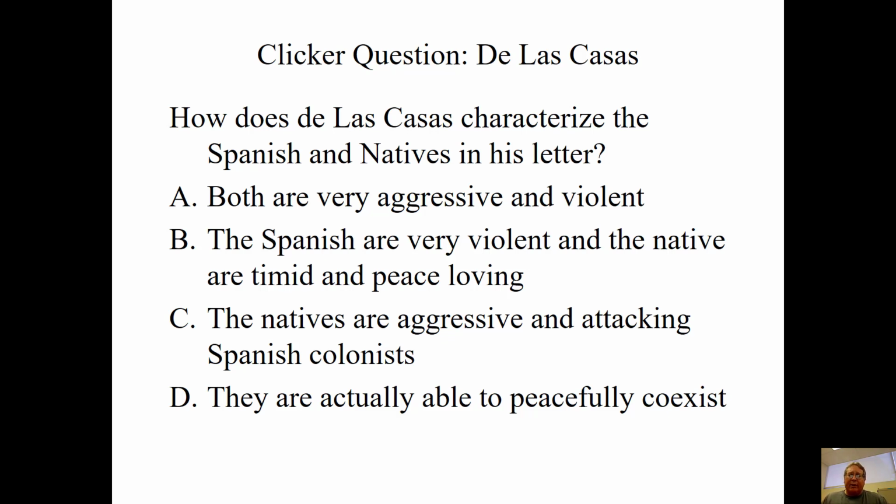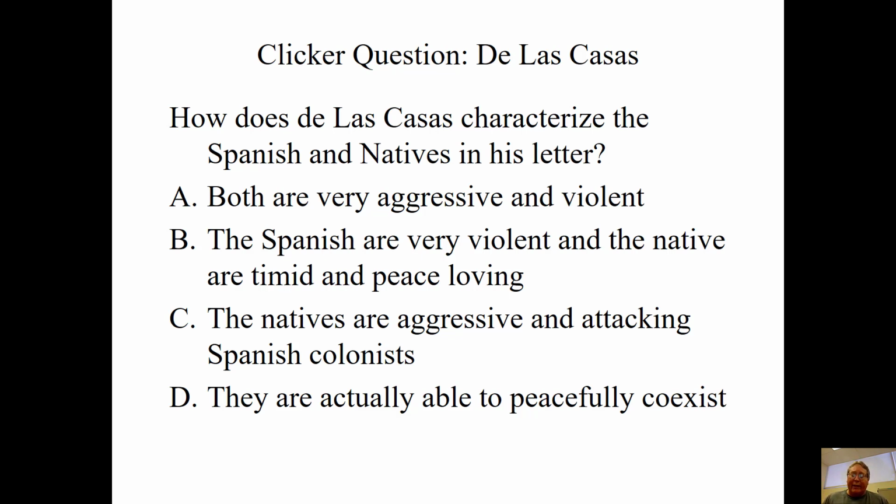But when he goes out there amongst the natives, he finds that they're terribly afraid of him, that they don't want anything to do with the Spanish, which makes sense considering the Spanish are bringing diseases that are wiping them out. And of course, the Spanish are literally wiping them out through military force sometimes. But De las Casas does show us that the Spanish don't always act in this manner.